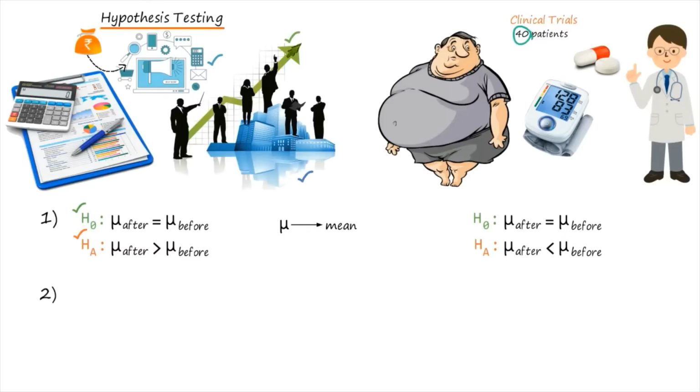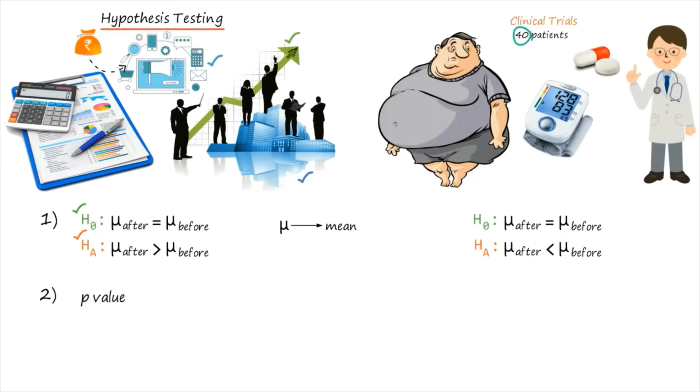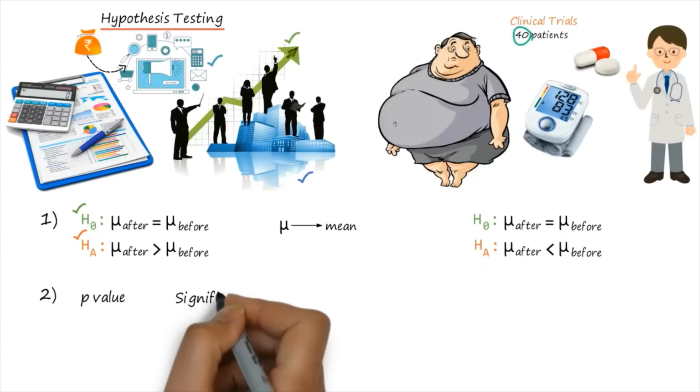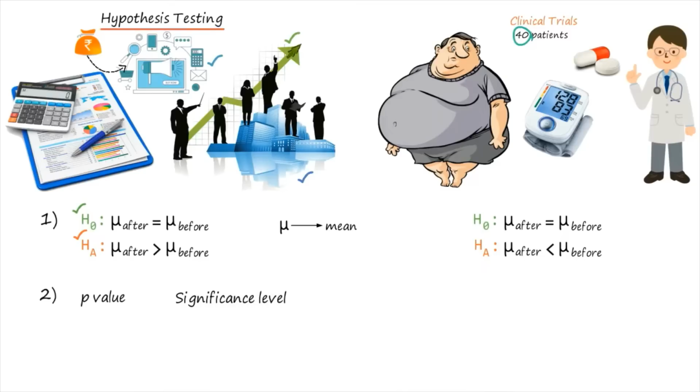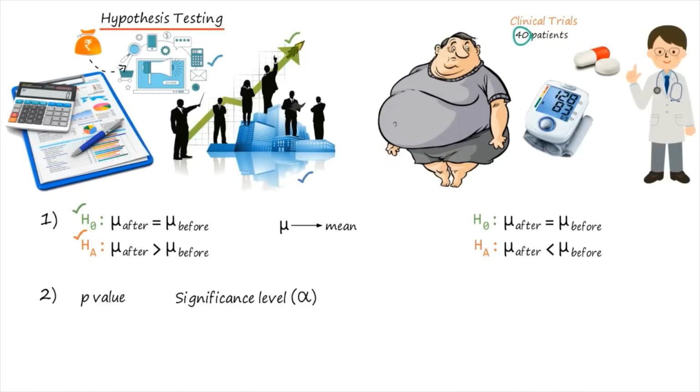Now step number 2, we have to consider two things. First part is known as p-value and the second part is known as significance level. These two parts we have to understand. Sometimes this significance level is denoted as alpha. Now here, what is this p-value and what is this significance level?